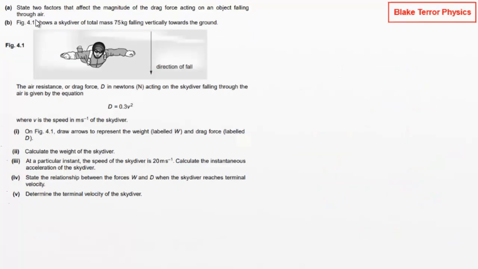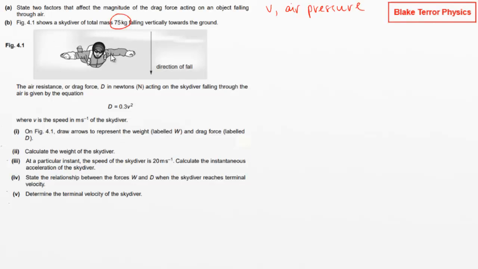Right, now we've got a skydiver. State 2 factors that affect the magnitude of the drag force acting on an object falling through air. Right, 2 factors. We've got our usual quartet of these. We've got velocity, we've got the surface area, we've got the air pressure or air density or air temperature, something to do with the air. We've got what the object is made of, what the surface is made of, whether it's quite resistive or not, or whether it's quite sleek. So I'm going to go for velocity and air pressure as my 2.